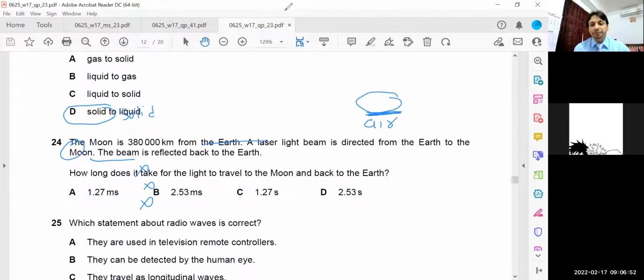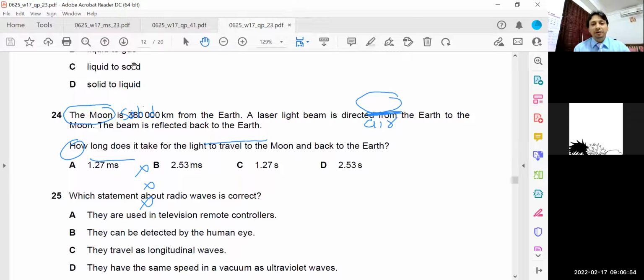Question number 24. The moon is at a distance of 380,000 kilometers from the earth. A laser light beam is directed from the earth to the moon. The beam is reflected back to the earth. How long does it take for the light to travel to the moon and back to the earth? How much time will it take? You need to calculate time, children.